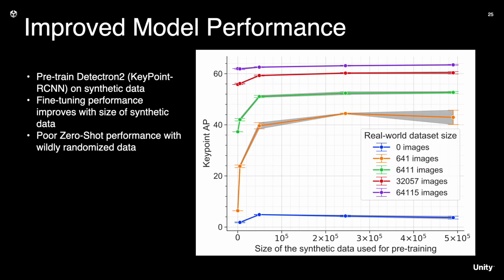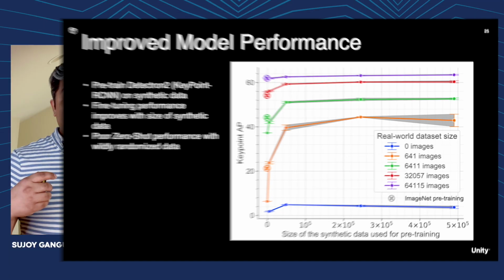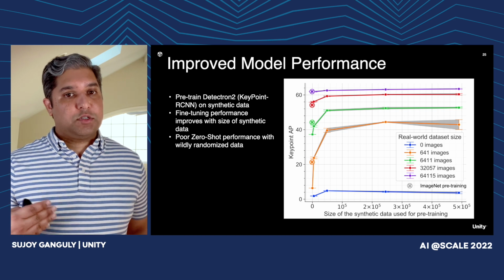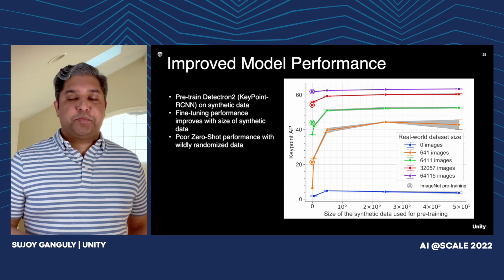And in general, we see that as we increase the amount of synthetic data used in pre-training, our models improve after fine-tuning. So here you're seeing the size of synthetic data. Different colors are the amount of fine-tuning data used in COCO. And here we're just showing the key point accuracies of the models. For comparison, this is what ImageNet pre-training would look like. Now, though these fine-tuning results show that synthetic data provides a distinct advantage in real-world performance, they also highlight that the zero-shot performance is pretty bad, and that you do need to fine-tune.